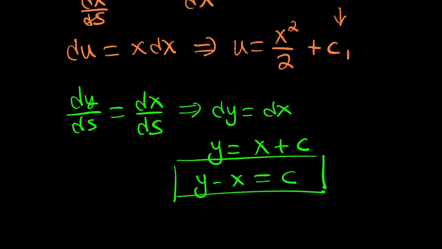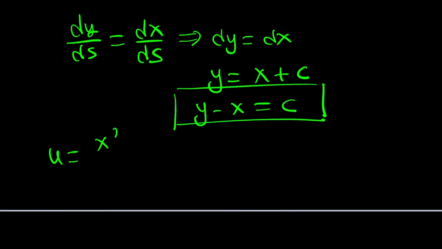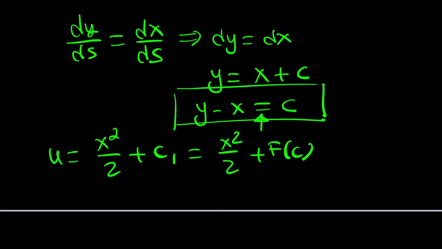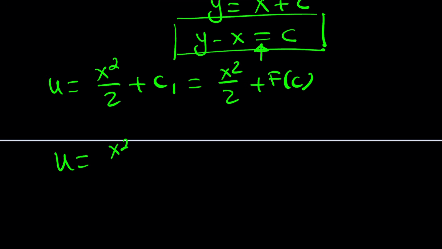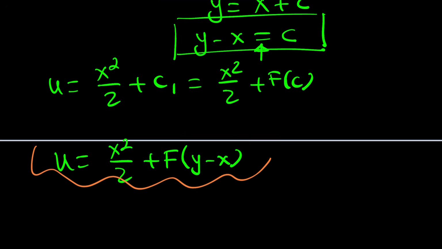Now remember, u was written as x squared over 2 plus a constant c1, but c1 can be different for every characteristic that comes from here. Therefore, we're going to make it a function of c. So we're going to replace c sub 1 with f of c, and this will give us u equals x squared divided by 2 plus f of y minus x, which is our solution. And this brings us to the end of this video.